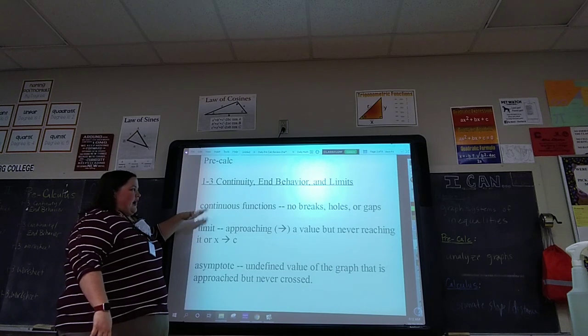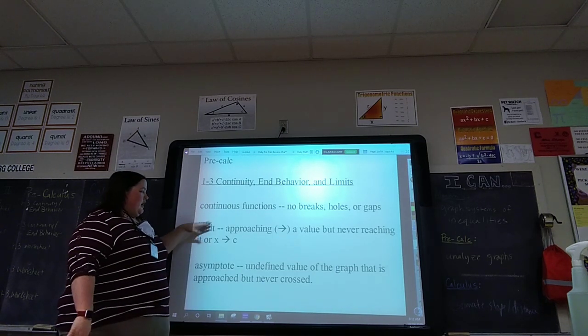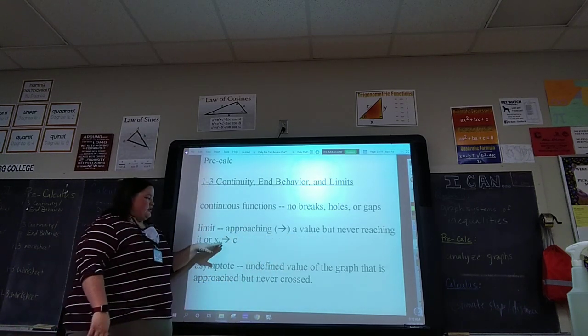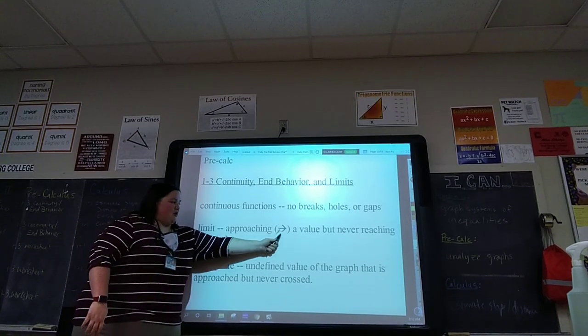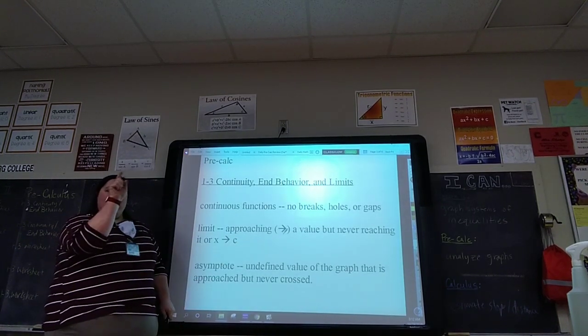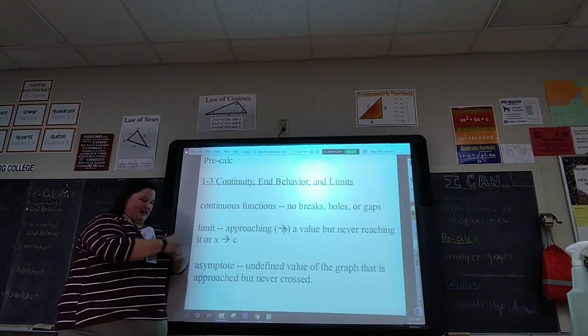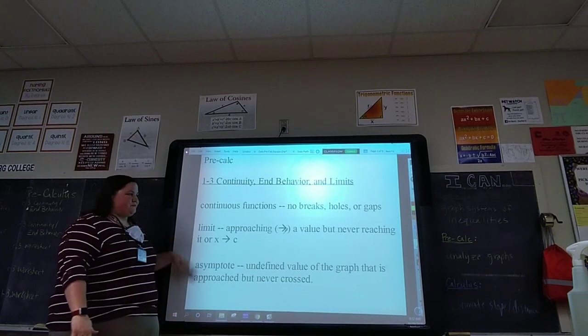So the graphs that are not continuous have limits. They have values that they're approaching but never quite crossing. Usually in math, when we say approaching, instead of writing out the whole word, we use an arrow. So if you ever see a little arrow pointing to a number, that means it's approaching that value. It's never quite crossing that. So that is a limit for our graph.